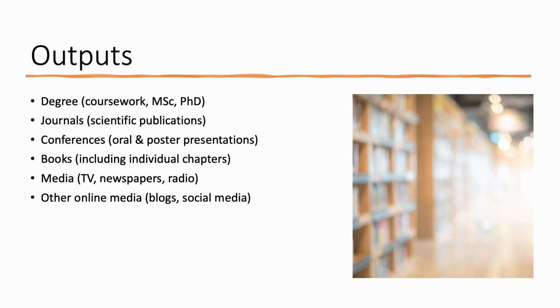But we can also have outputs such as the media, such like TV or newspapers and radio. But the other forms of outputs that are becoming even more popular these days are things like social media or blogs, where we can get our information out to a very big group of people very quickly and also very easily and cheaply, because you can actually do this yourself.